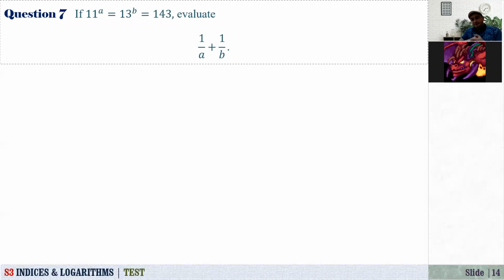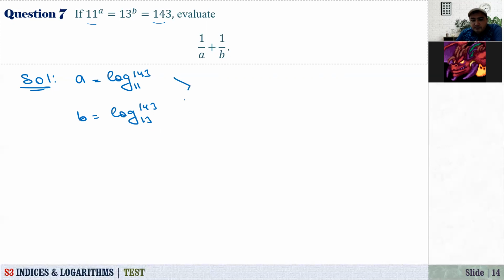Let's continue. Another question, question 7. Solve if 11 to the power of a equals 13 to the power of b equals 143. Evaluate 1 over a plus 1 over b. Right. Now from here, if you just take logarithm of both sides with respect to the base 11, here we have a by definition, that's equal to log 143 to the base of 11. And how about b? That is log 143 to the base 13.